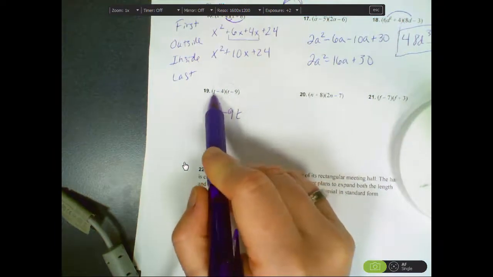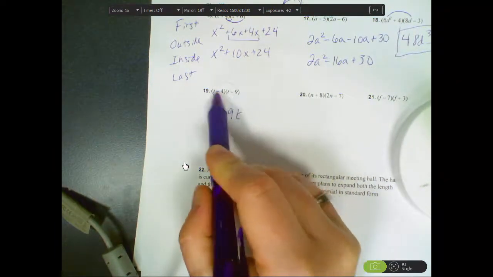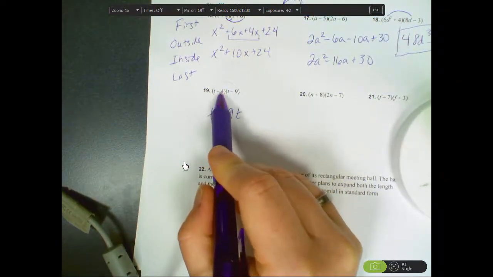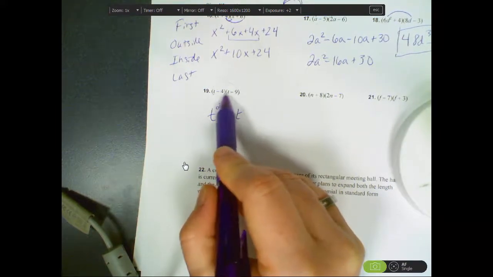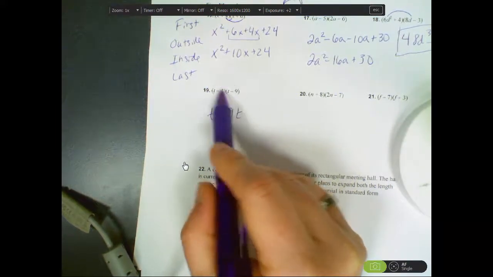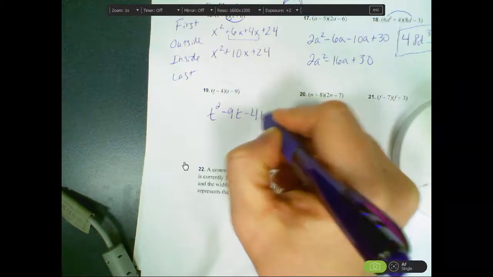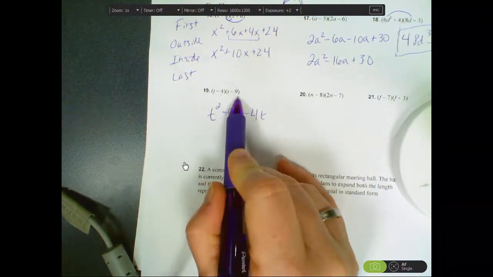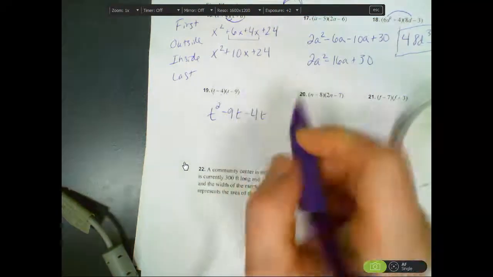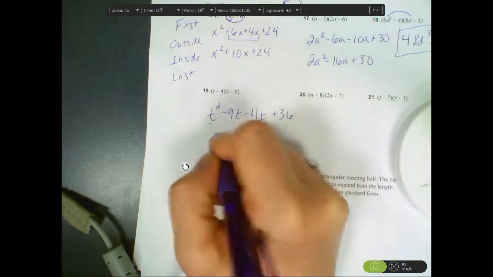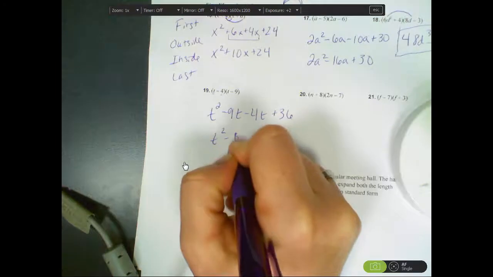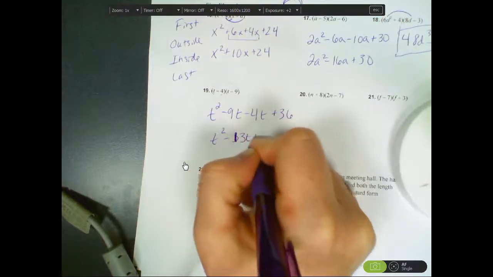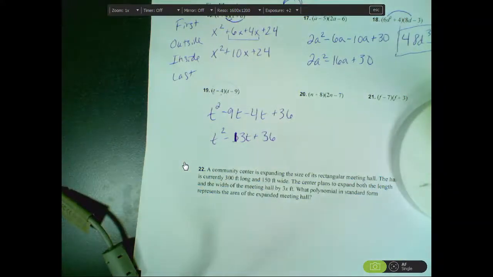Inside means, okay, I've already distributed the t to the t and the negative 9, so I'm going to cover it up, and I'm going to do negative 4 times t. Those are the inner two terms of all of these. So you get negative 4t. And then last means negative 4 is the last term in the first parentheses, negative 9 is the last term in the second parentheses. Multiply those together, you get plus 36, and then combine like terms. So that's where FOIL comes into play.